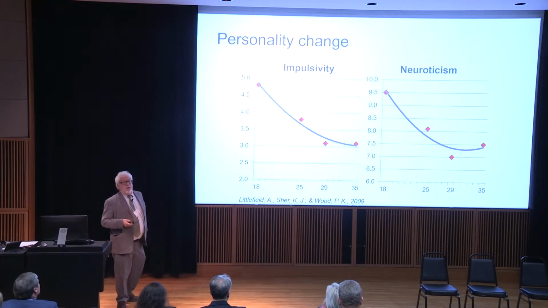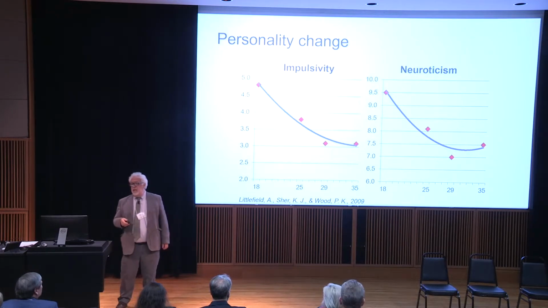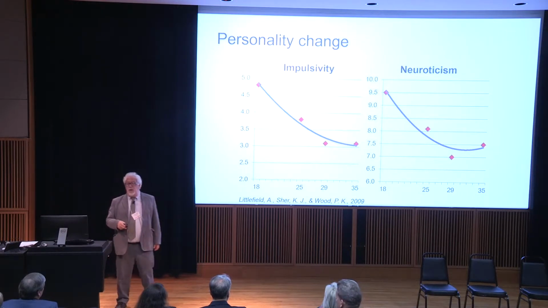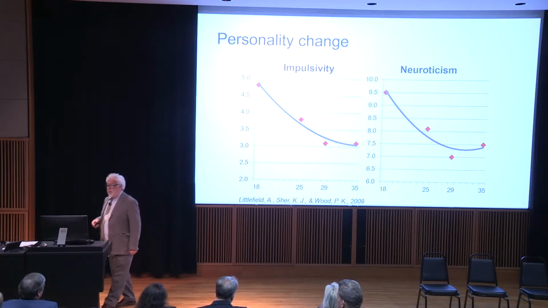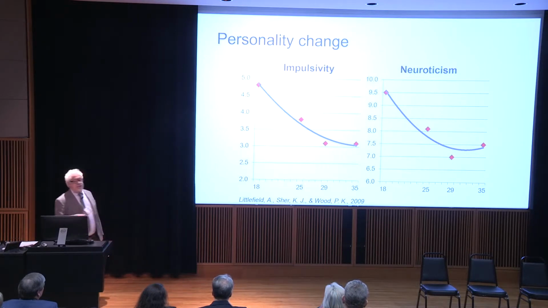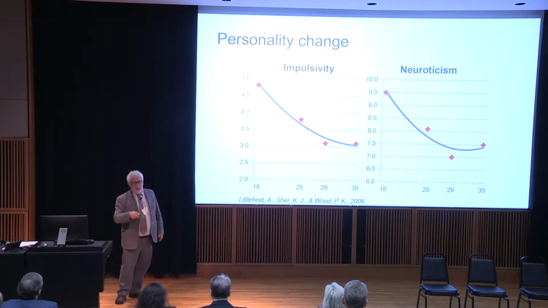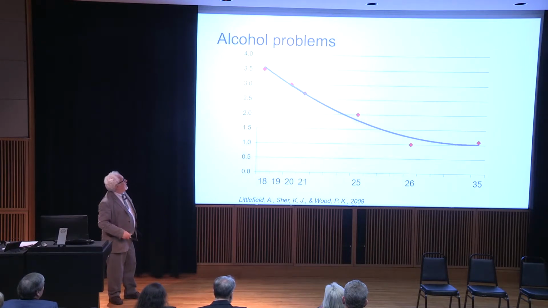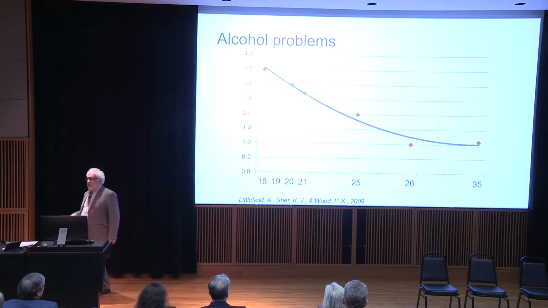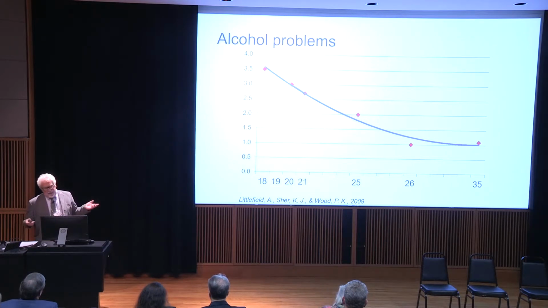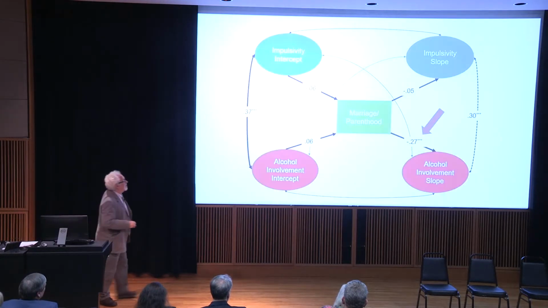And when we looked at our own data, this was a cohort we started studying in 1987, we see the same kinds of findings that came out of the meta-analysis of Brent Roberts. Yeah, our subjects are becoming less neurotic and less impulsive, or in the words of the Big Five, more emotionally stable and more conscientious. And when we looked at the alcohol problems in the sample, we saw those were decreasing as well. So we thought, okay, let's see, is there a correlation? Is it just happening at the same time, or do these seem to be coupled processes?